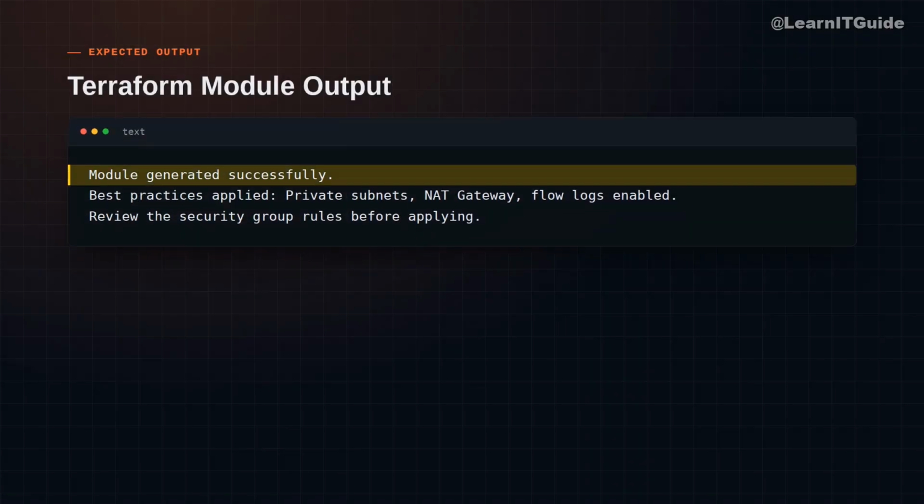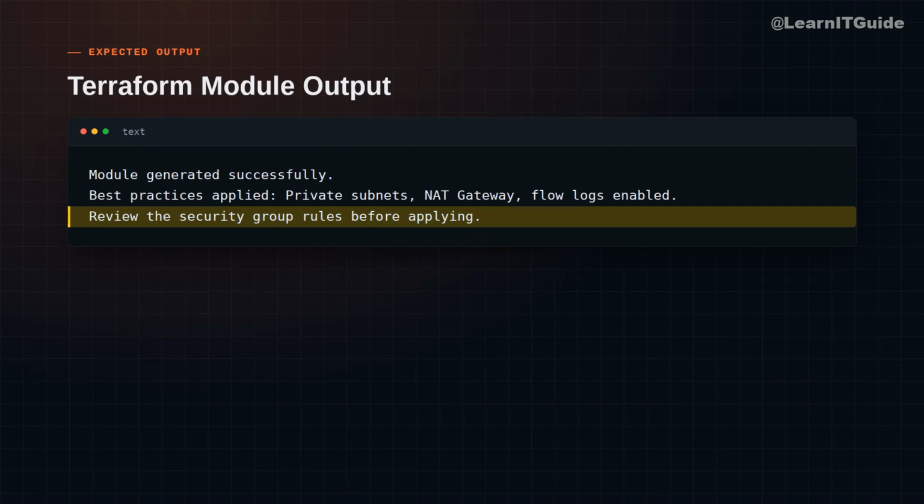The output shows the module generation status and a reminder to review security group rules. This is exactly what a senior engineer would look for. It gives you the structure but keeps you responsible for the final security review.